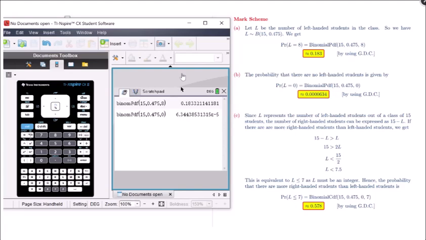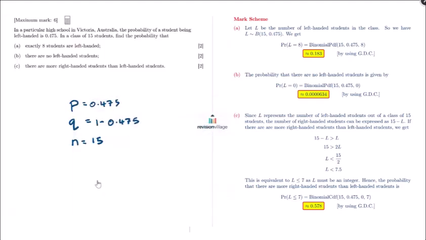This is 6.34. I'm going to round it to 3 significant figures. 6.34 times 10 to the power of negative 5. Let's just write this out. So 6.34 multiplied by 10 to the power of negative 5.